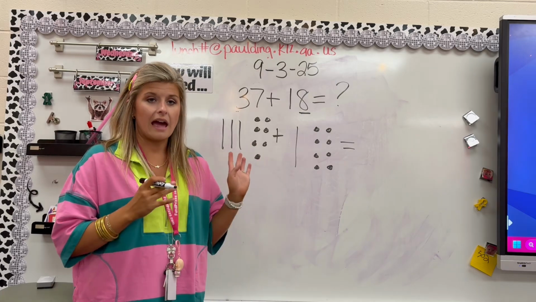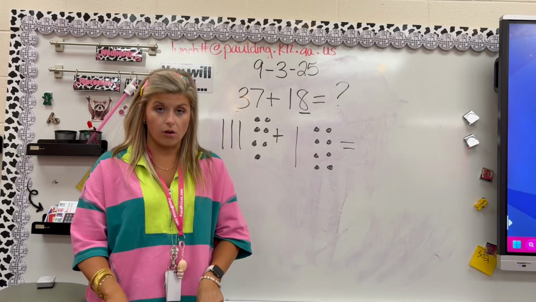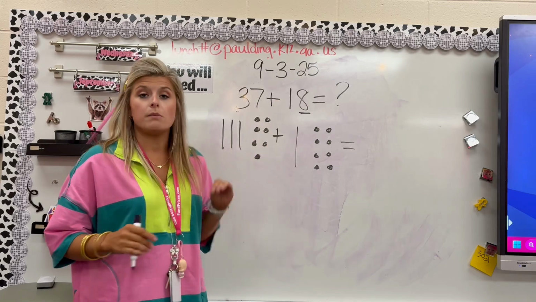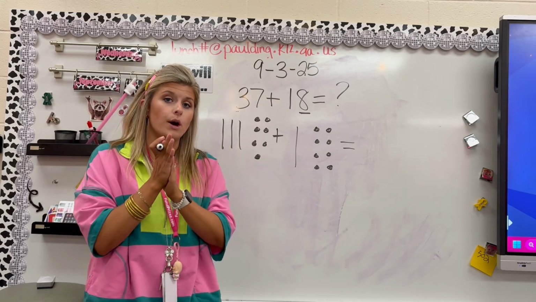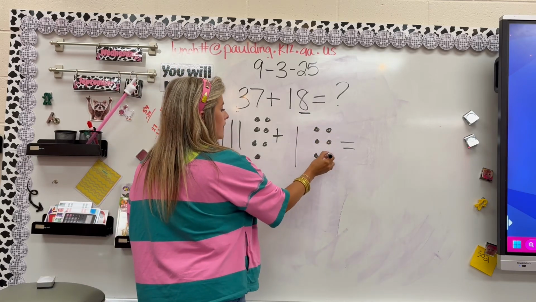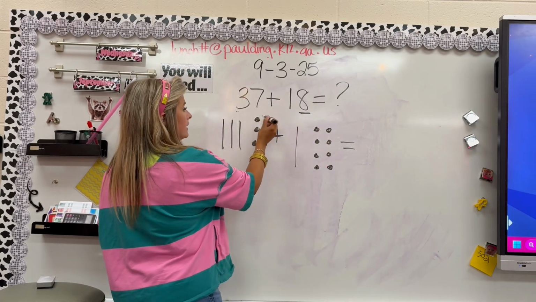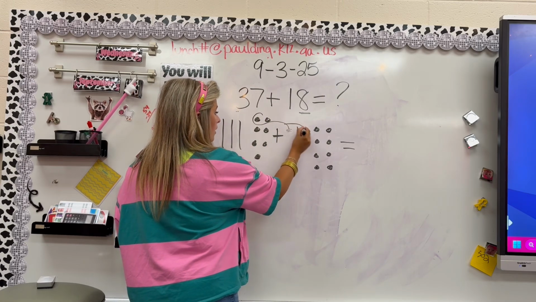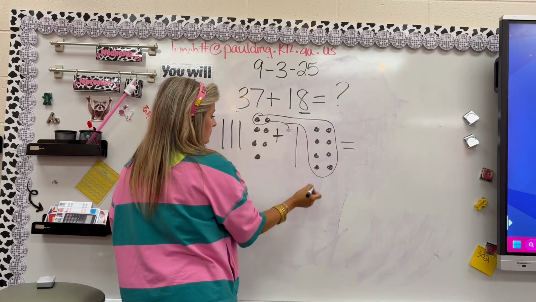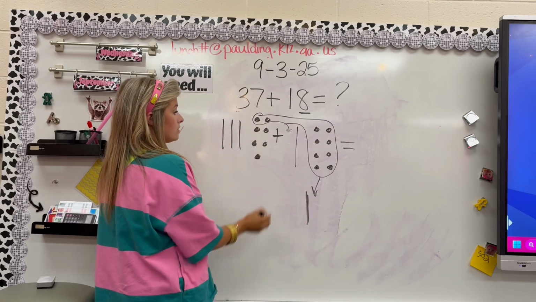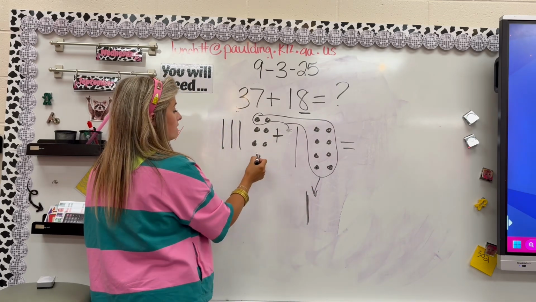However, I always tell them to start in the ones place because we might have to compose, so put some tens together. Ready? So we have 1, 2, 3, 4, 5, 6, 7, 8, 9, 10. So we know that all of these equal 10, right? So I'm going to put a tens rod down here. Then I have 1, 2, 3, 4, 5.